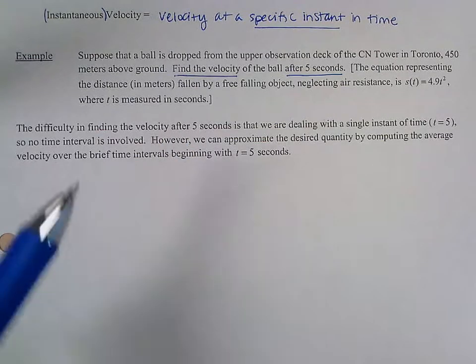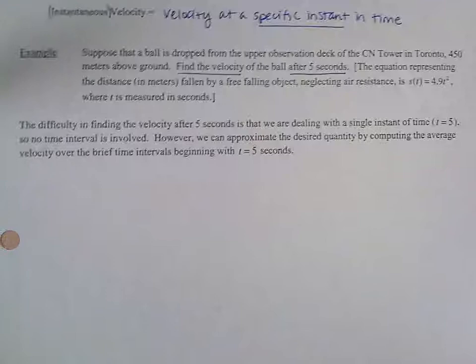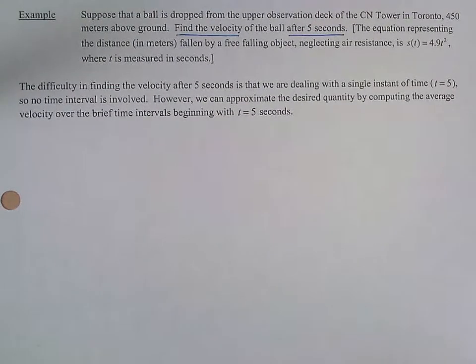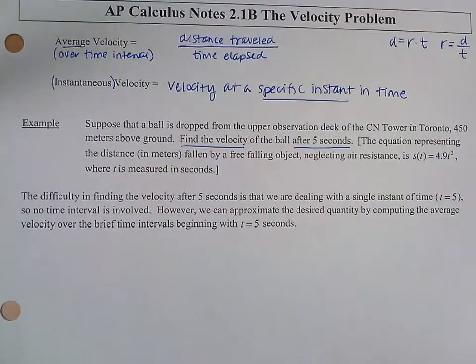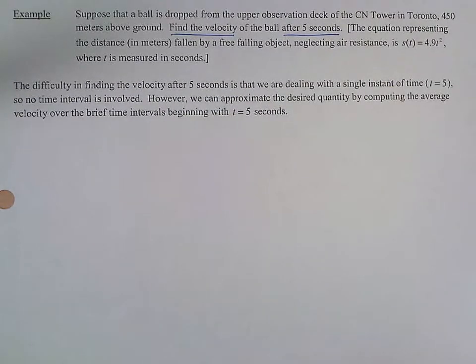I just included this with the example. The difficulty in finding the velocity after 5 seconds is that we are dealing with a single instant of time. We're dealing with t equals 5, so we don't have a time interval. So we can't just use this formula to answer the question, or use the formula one time. Kind of channeling back to what we did yesterday, because we had that same issue yesterday. We wanted the slope of a tangent line, but we only had one point. We didn't have a second point.